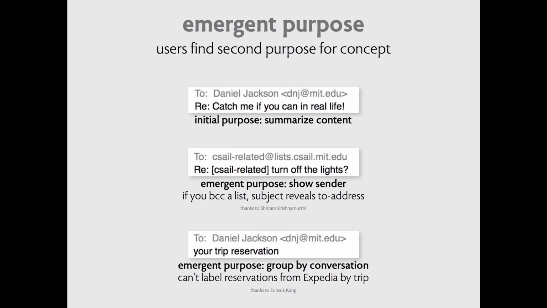Now, emergent purposes are when users find a second purpose. So here's one of my favorite examples of that. Consider the concept of the subject of an email message. Its original purpose was to summarize content. You could look at the subject, and you knew roughly what the thing was going to be about, whether you had to deal with it now or later. Unfortunately, because this subject header didn't have any constraints on it, people started using it for all kinds of other purposes, sometimes to good effect, but sometimes to disastrous effect.